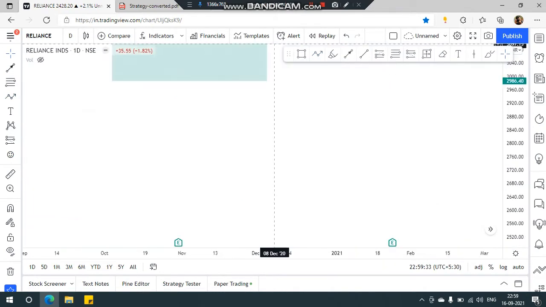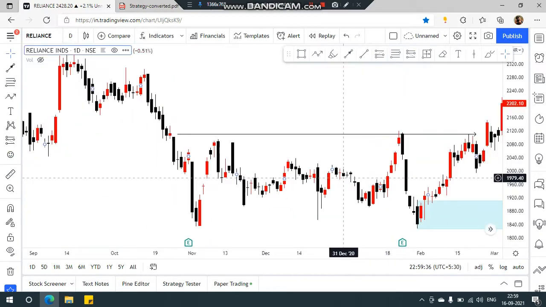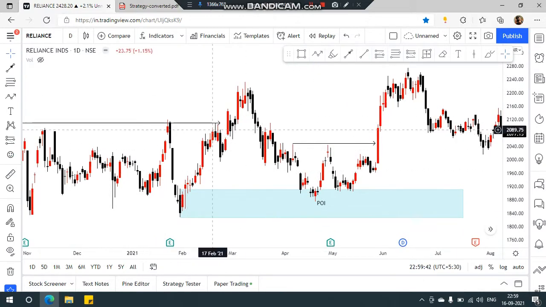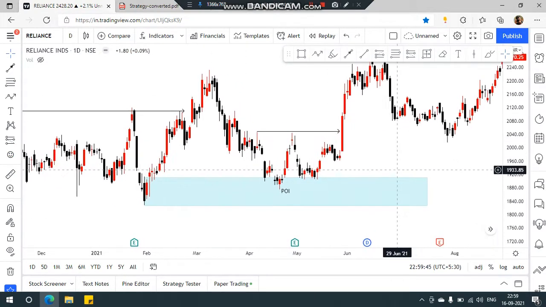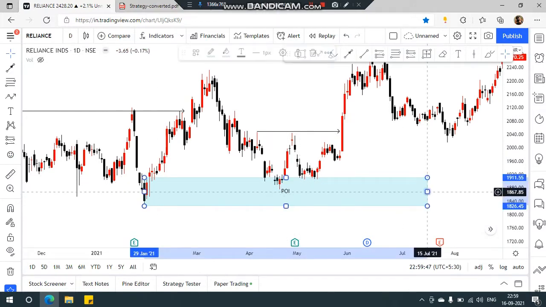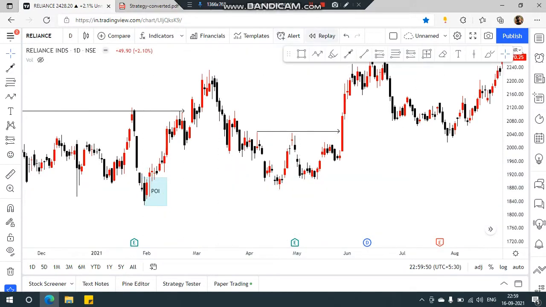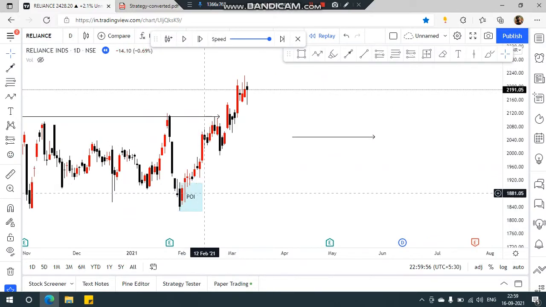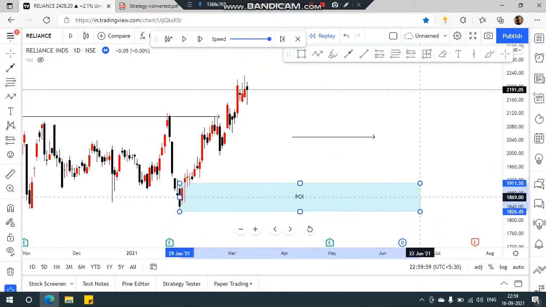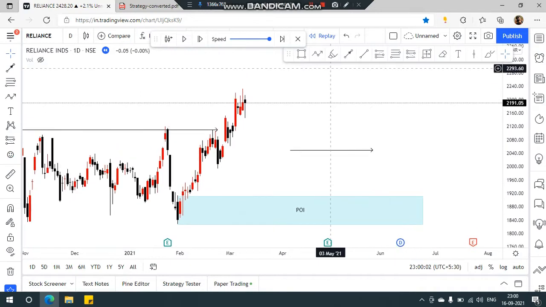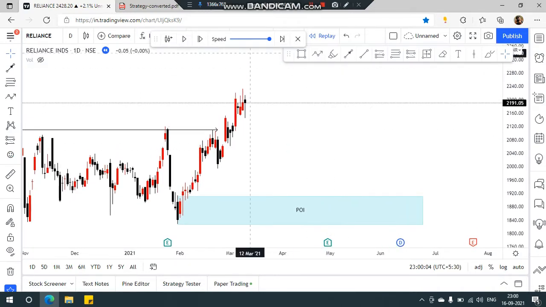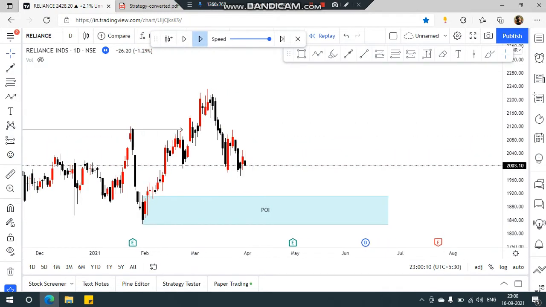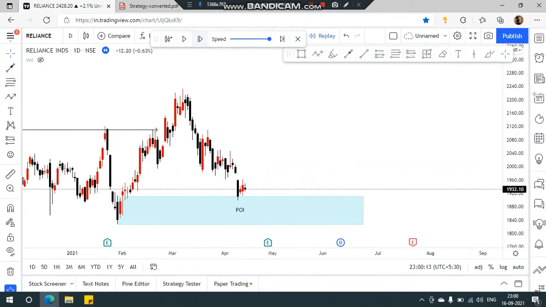Let me go to the chart to explain it a little more. In the previous video we learned about this breakout structure and also the POI. We have drawn our POI here using this candle. So this candle will be our POI. Then the market touched our POI.